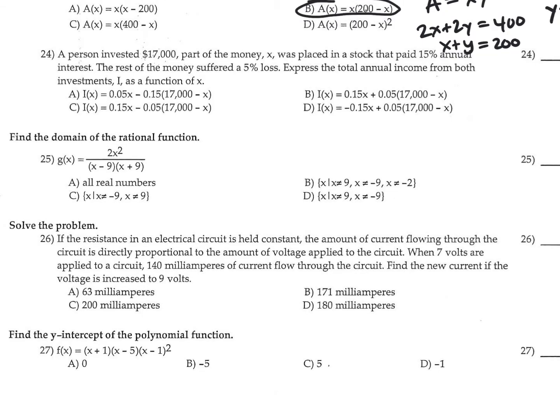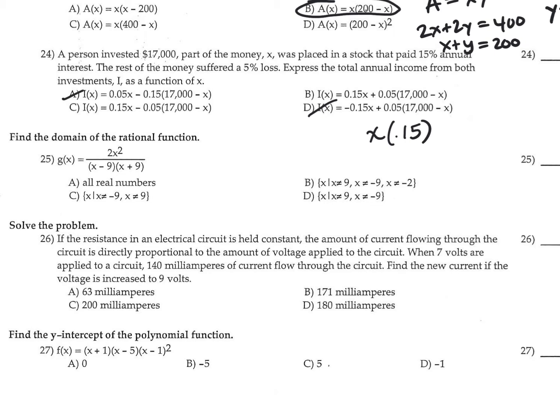Number 24, we have a person investing money. Part of their $17,000 was placed in a stock that earned 15% interest, and the rest lost 5%. So the way we would want to set this up is we want to figure out the total income from both investments as a function of x. Well, for the first one, I earned 15%, so I invested x and earned 0.15, and I can see that some of these options will not work. That 15% should not be negative, so option D can go away. This x should be multiplied by 0.15, so option A can go away.